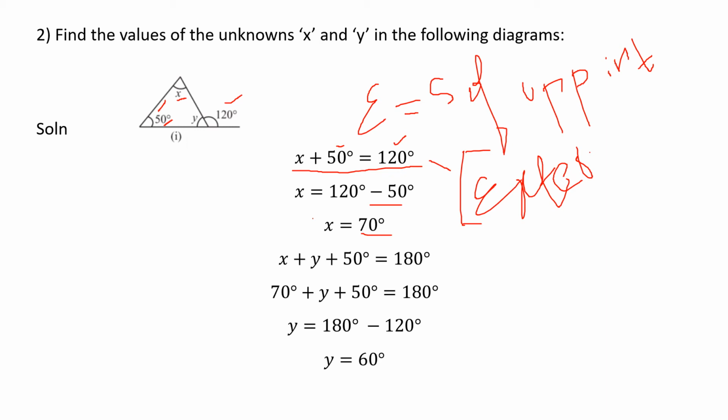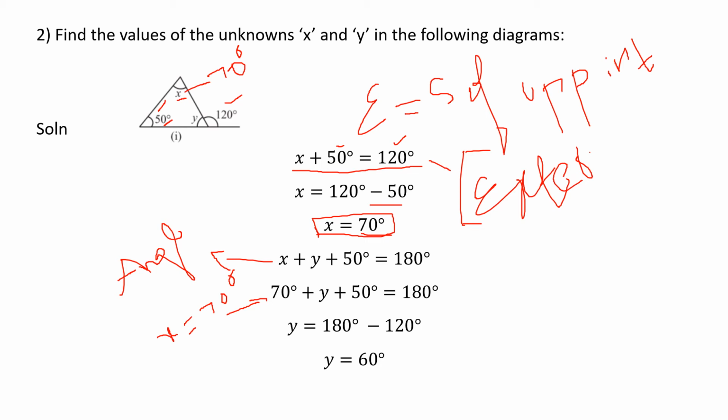Now we got the value of x. So what is x now? X is equal to 70 degree. Now can we find y? Yes. So what property you will apply here? You will apply here angle sum property. X plus y plus 50 degree is equal to 180 degree. So in the place of x, what you will substitute? Because you know x is equal to 70 degree. So in the place of this x, you will apply 70.